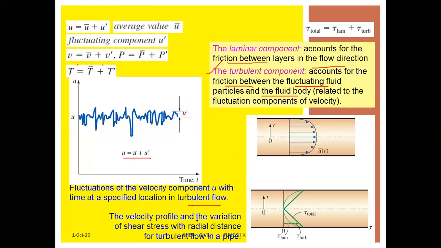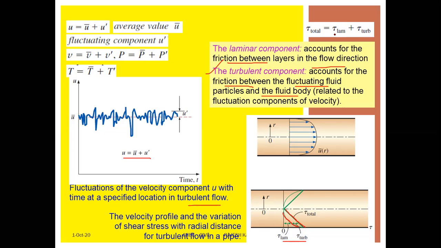Then the velocity profile and the variation of shear stress with radial distance of the turbulent flow in a pipe is given like this. So the laminar flow is flowing in this way, whereas the turbulent flow is moving in this direction. Therefore, what is the total tau? Tau total is equal to laminar plus turbulent flows, right?